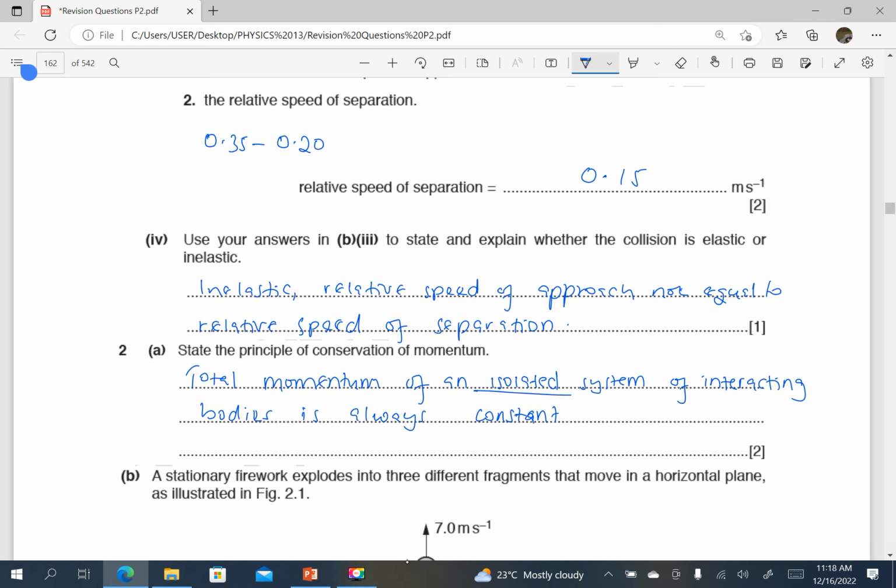So the word isolated here is very important, or you can replace it with a closed system. So that is the principle of conservation of momentum. Simply make it part of you and you don't need to think about it much.